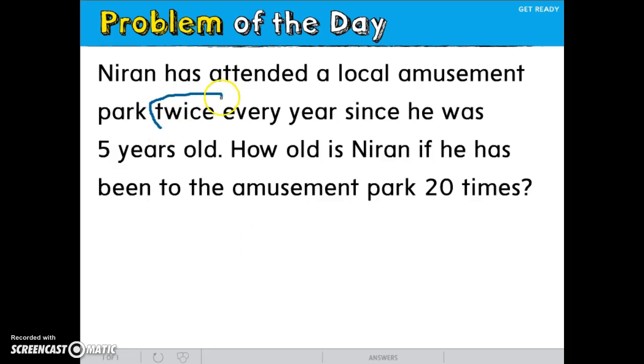We know that it's been twice every year that he is going to this museum. A lot of you are going to be tempted to start counting when he was 0 to a year old, but remember, we are wanting to start at the age of 5. So I'm going to write that down at the bottom. You'll see why in just a second. How old is Ch.1 if he has been to the amusement park 20 times total?